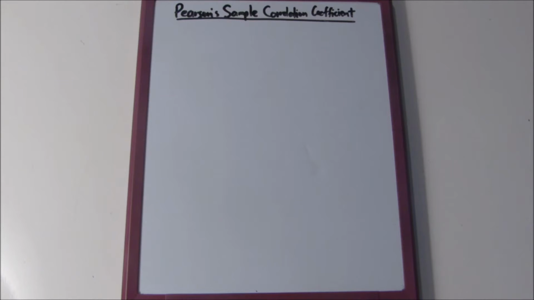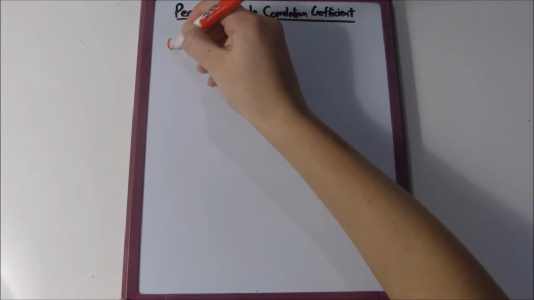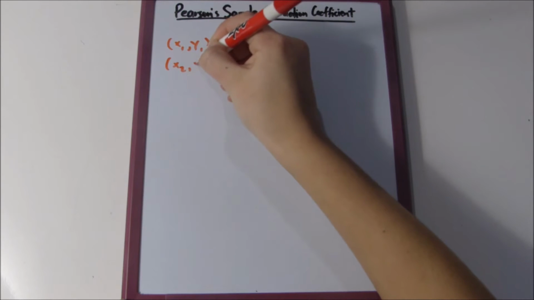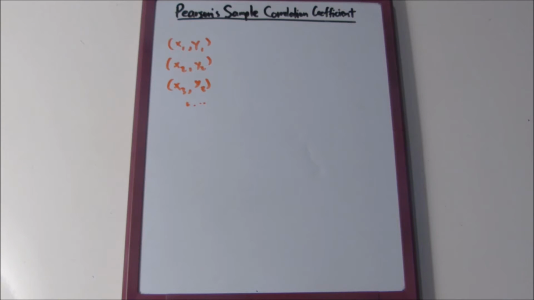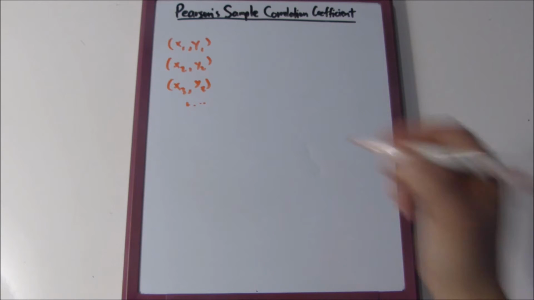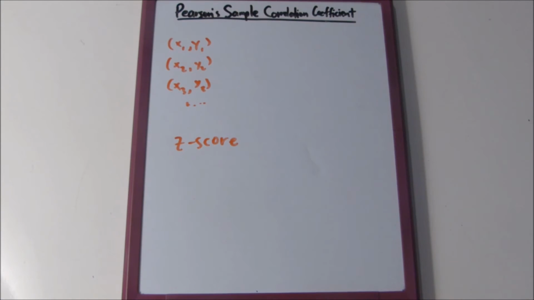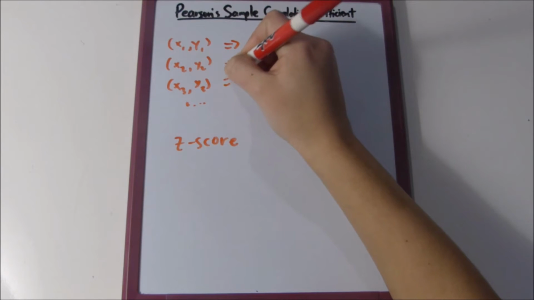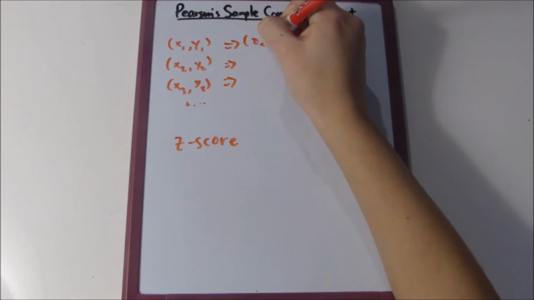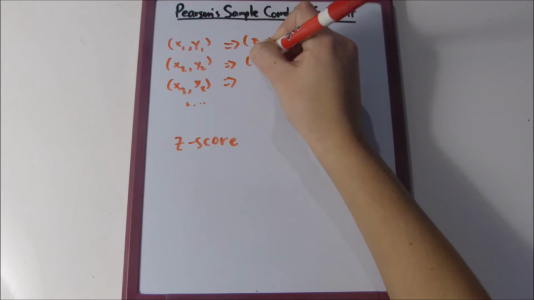The Pearson sample correlation coefficient, let's say we have some list of x and y values, right? It just keeps going. What we're going to do is replace each x value by the corresponding z-score. And a z-score is found by subtracting the mean and then dividing by the standard deviation. And then let's replace each y value with its z-score. So we have basically converted every single one of these pairs into zx, zy.